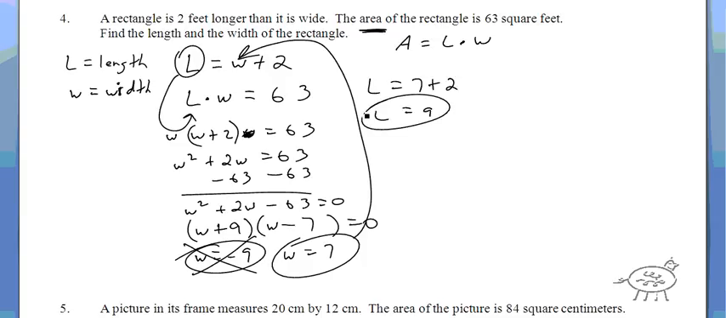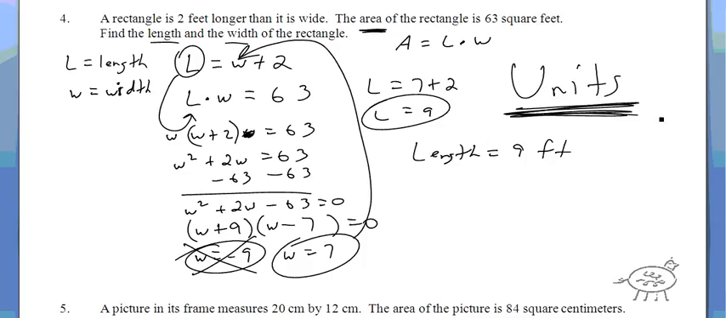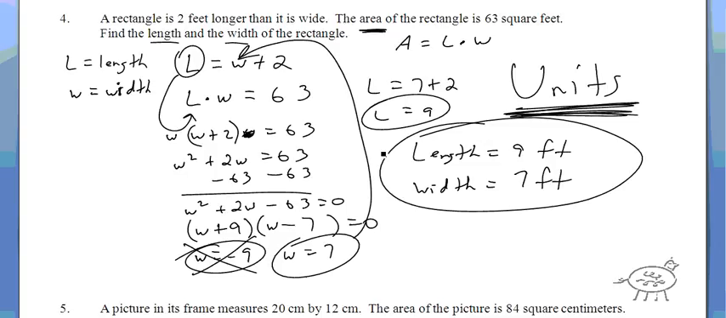Okay, now that would give you most of the points. Your final answer, it says find the length and the width. The length equals 9 feet. That's your units. So here it is, guys, units. Don't forget units. Length is 9 feet. Width is equal to 7 feet. And that's your answer. Okay? Pretty mellow. Okay, let's do the last one.